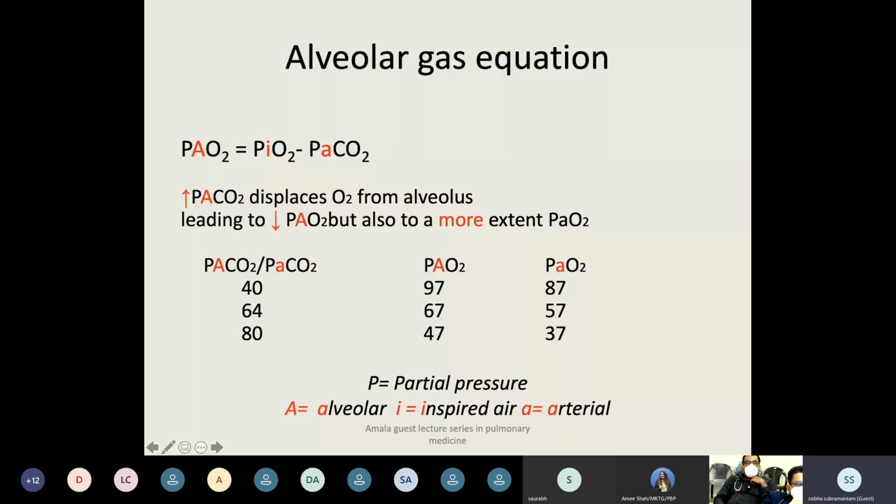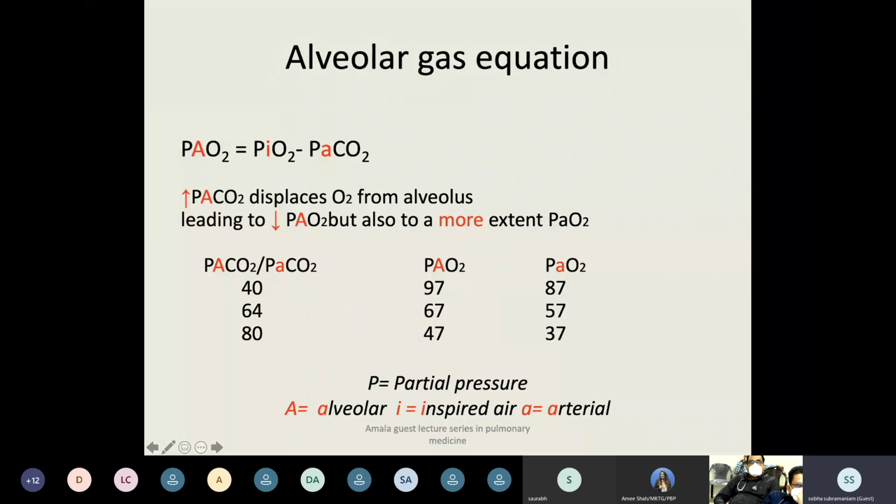And another characteristic of oxygen is that it has got a gradient of diffusion. It always goes from an area of higher tension to an area of lower tension, whereas carbon dioxide is very diffusible, it doesn't have any gradient, it diffuses fast. So there is no difference between the alveolar carbon dioxide and the arterial carbon dioxide, whereas if you take the oxygen, there is a gradient from the alveolar oxygen to the PaO2.